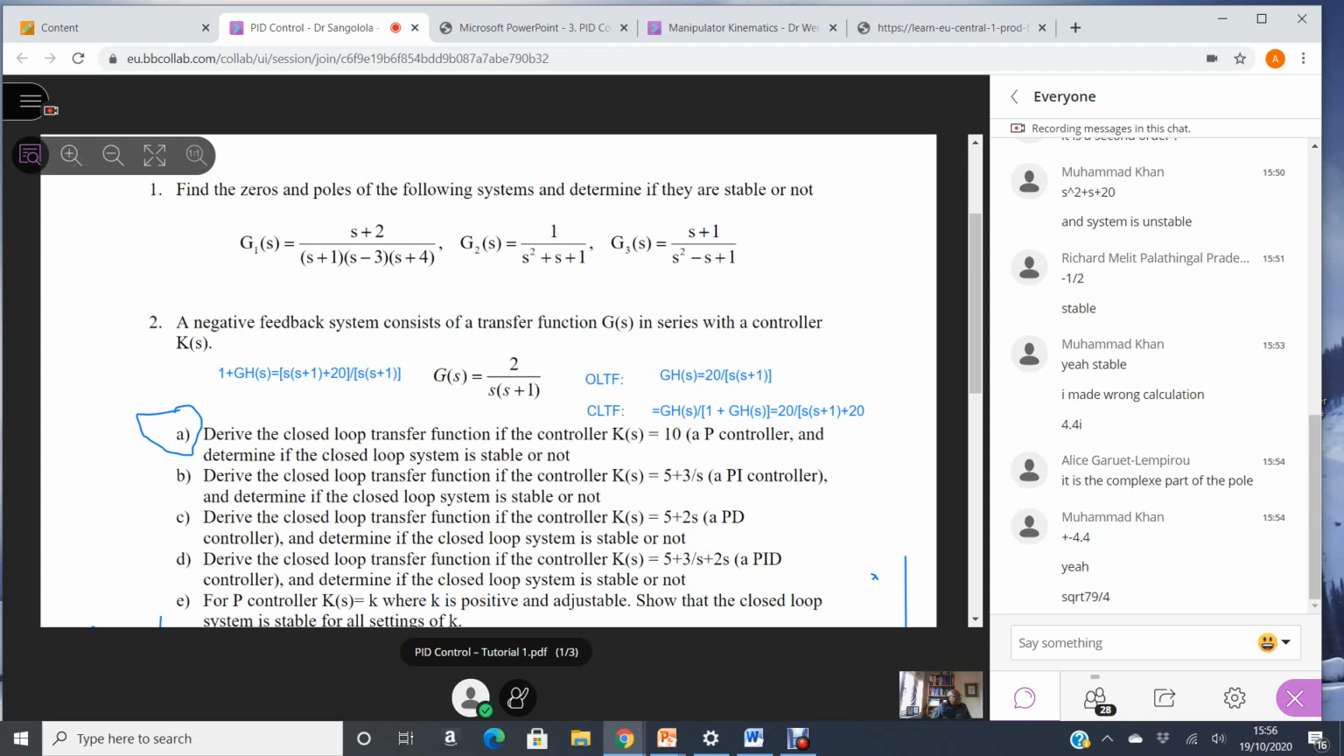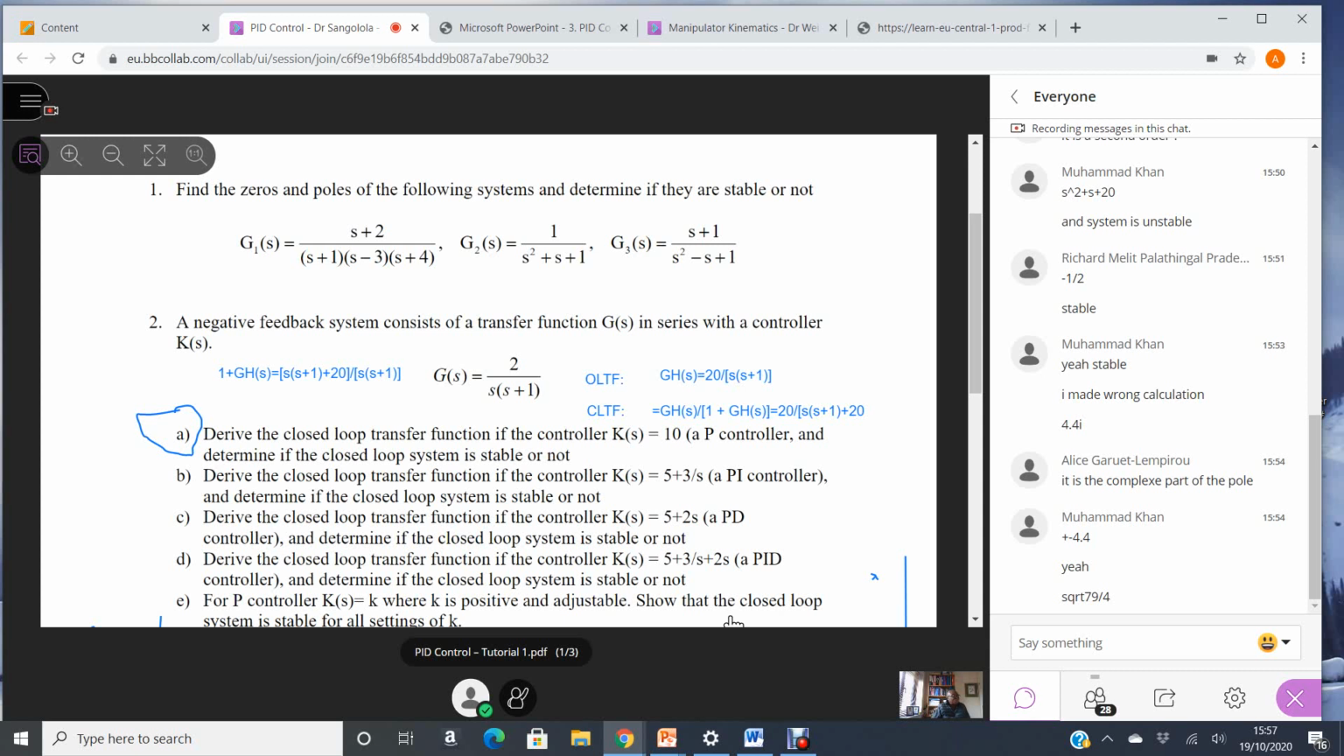But all you need for stability is the real part. Where does it lie in relation to the imaginary axis? If your poles are to the left, the system is closed loop stable. If any one pole, not necessarily all of them, is to the right, then the system will be closed loop unstable. Okay?